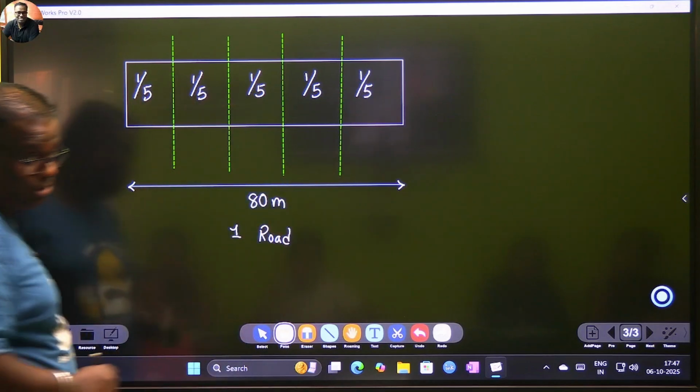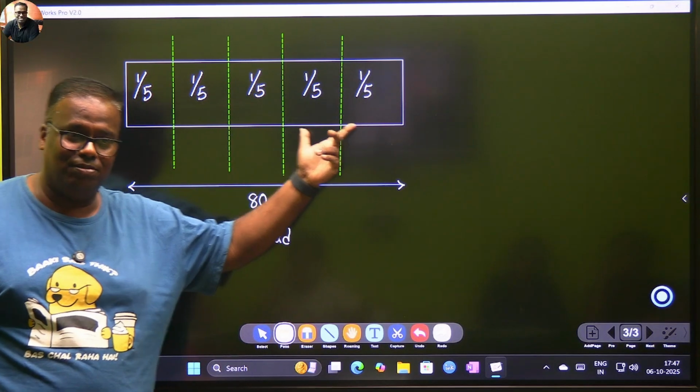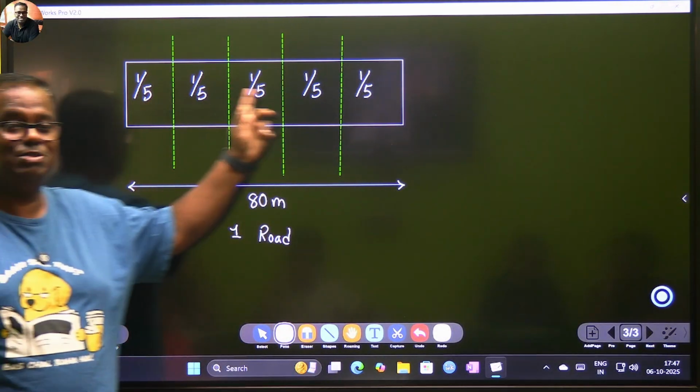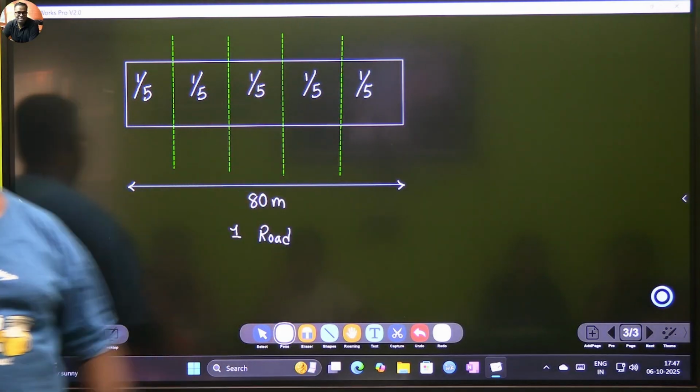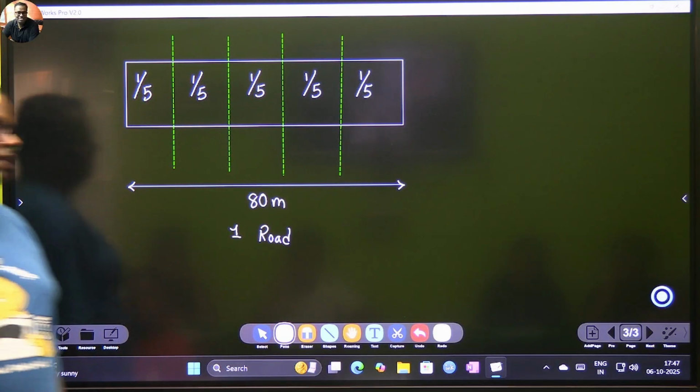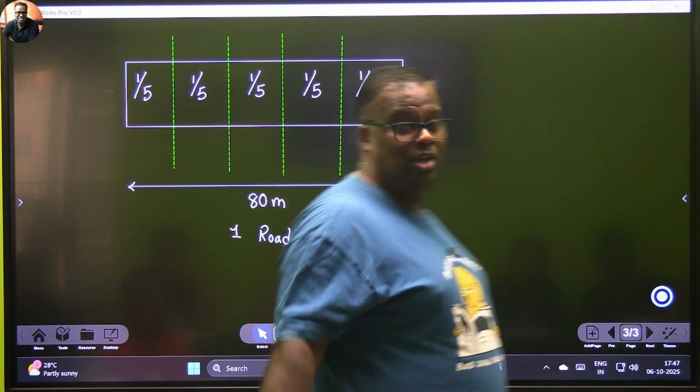If you have doubt, then what is the denominator? 5. Add all the numerators. 1 plus 1 plus 1 plus 1, 5. 5 by 5 is equal to 1, which is his one road. Understood? Right. So what he does, we have to give him payment also.